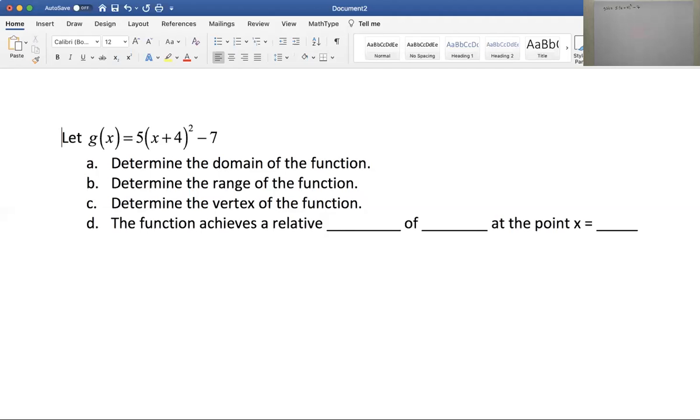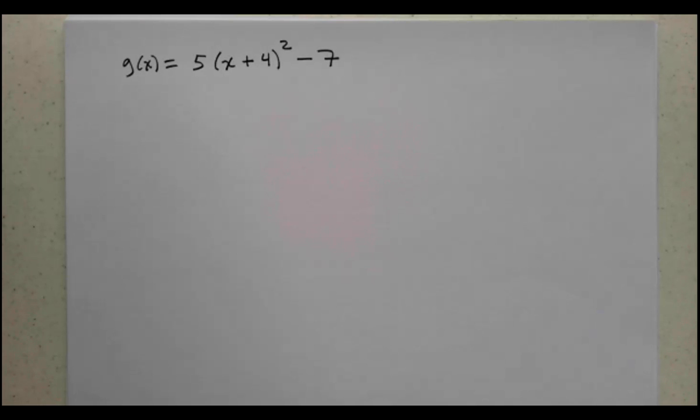In this question, we have this function g of x is 5 times (x plus 4) squared minus 7. We want to find the domain, range, and vertex, and determine if it's a minimum or a maximum and what that is. So let's take a look at that function, and let's do some analysis.